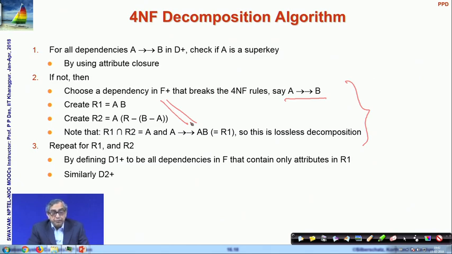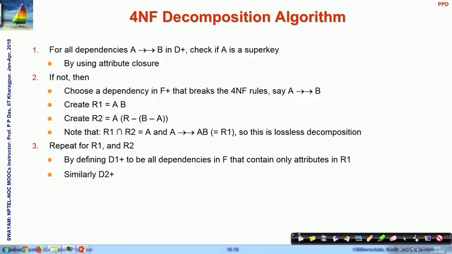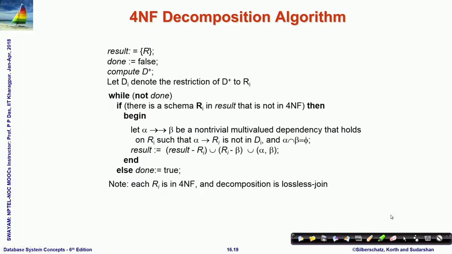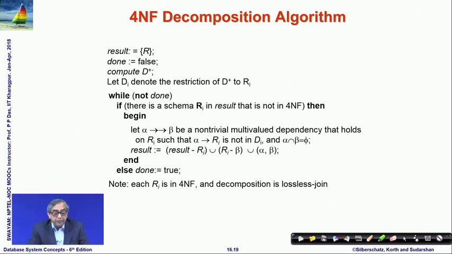Another important point you must note is that this process guarantees a lossless join. So this continues to be lossless join with every decomposition, and you keep on repeating until all dependencies in F have been dealt with and the attributes in R1 and R2 have been converted into 4NF form. So you have a total 4NF decomposition happening. Here is the formal algorithm, like before, for those who are interested in formally studying the steps.